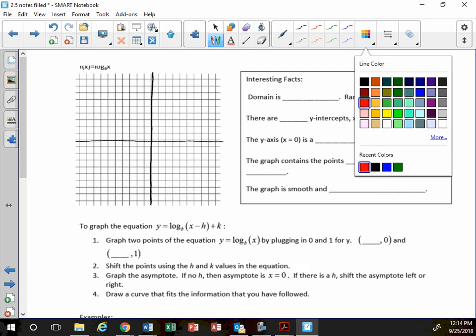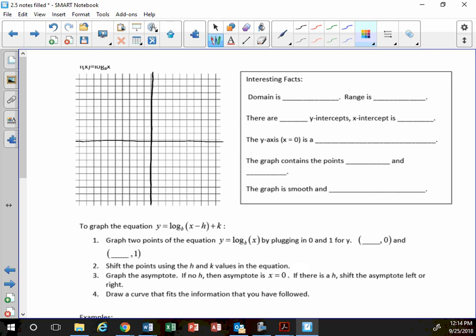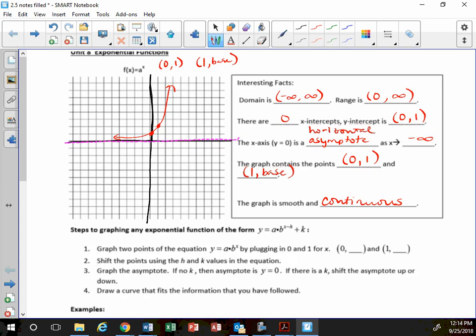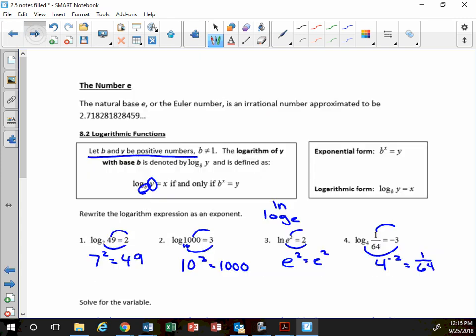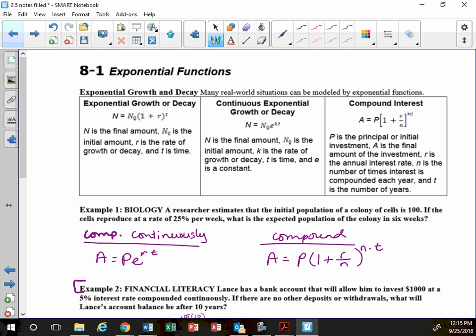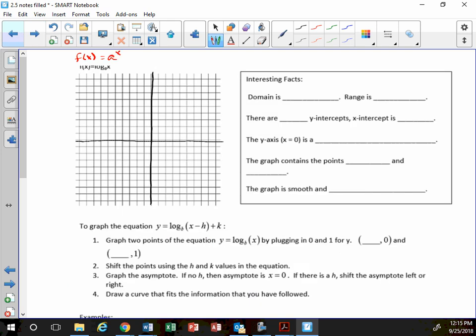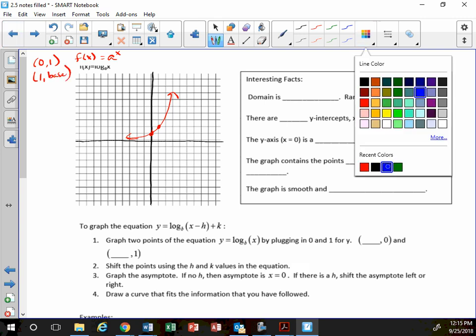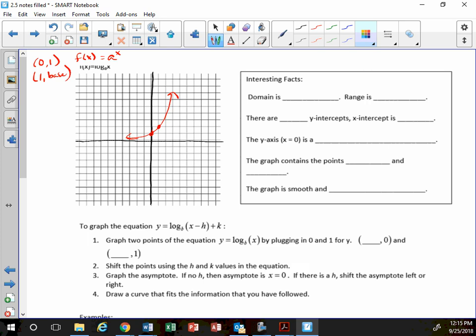All right. I am going to grab what we wrote from the last one, the parent graph here we did, f(x) equals a to the x. Remember that was (0, 1), base 1, looks something like that, right? How are logs and exponentials related? You guys remember? Yes, they are inverses of each other, okay?